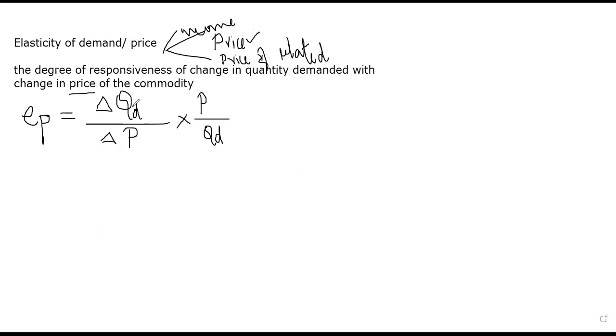This is the equation, delta QD by delta P. Delta P stands for change in price, delta QD stands for change in quantity demanded, and the right side fraction is indicating initial price and initial quantity demanded. Now this range of elasticity is between 0 and infinity. Actually, it is like negative infinity to 0, since price is increasing and quantity demanded is falling. That is, both price and quantity demanded are moving in the opposite direction. We'll have the final answer in a negative value.